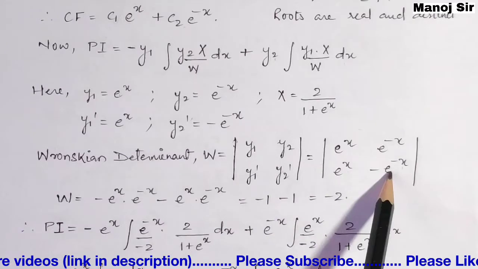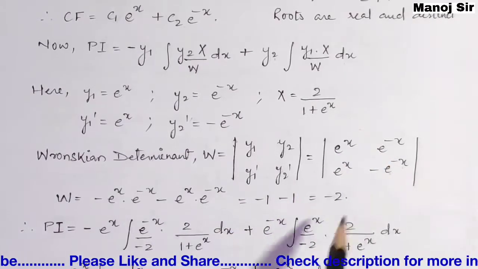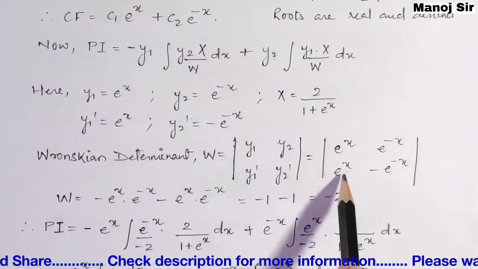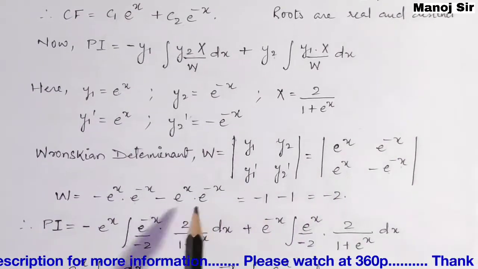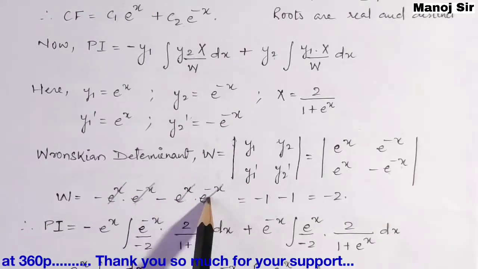That is this into this minus this into this, that is minus of e to the power x into e to the power minus x. Here we have minus e to the power x into e to the power minus x. So if you see, both get cancelled. This cancels with this and this cancels with this.